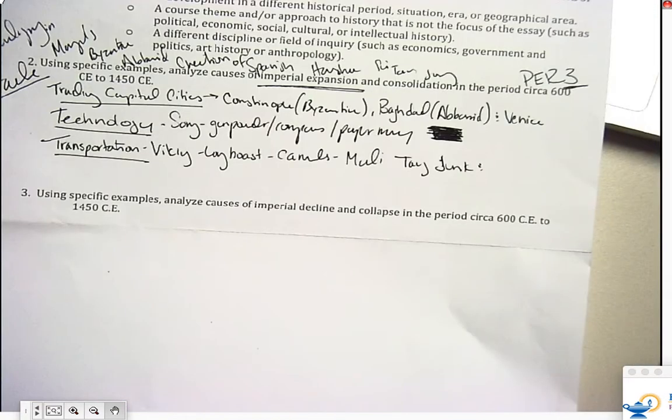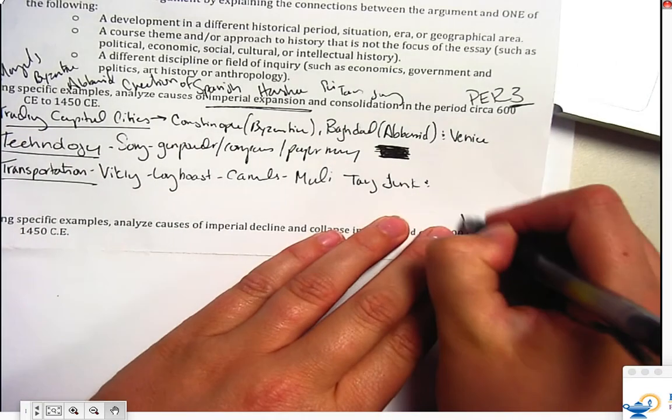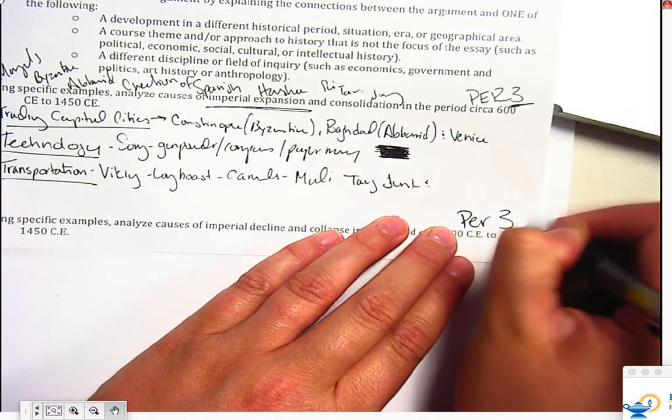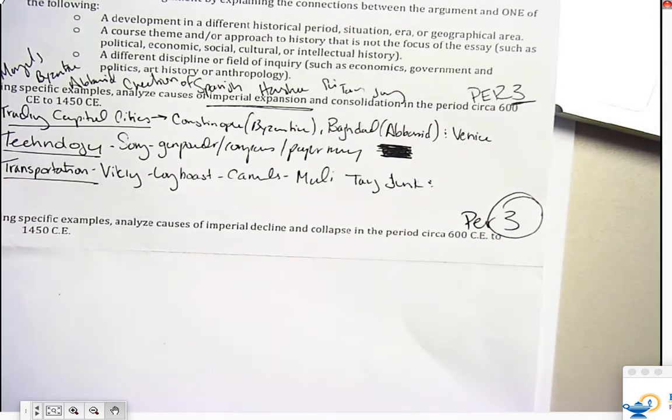All right, so using specific examples, analyze causes of imperial decline and collapse in the period 600 CE to 1450. So what is the first thing you do when you look at a new prompt? What's the first thing you do, Lily? Find the period. What period is it, Lily? Period 3. So we're still stuck in 3. Make sure though, may not be guaranteed.